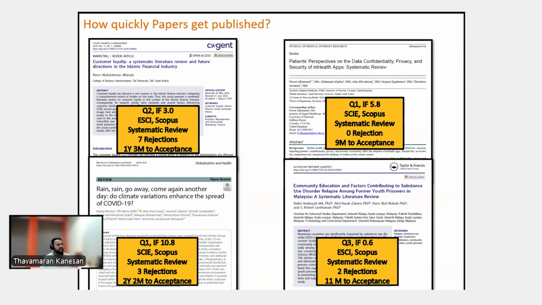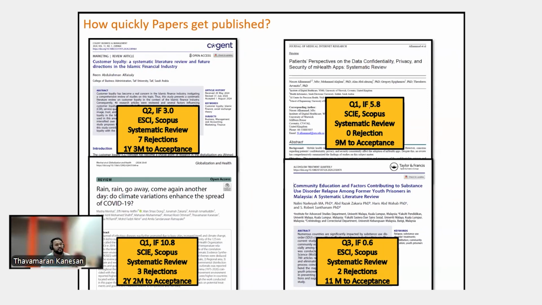This is one paper that we coached since 2023. It took us 1 year, 3 months to get to acceptance, with 7 rejections. Systematic review paper as well: customer loyalty, a systematic literature review, and future direction in the Islamic financial industry. Very good journal, Taylor and Francis Cogent, Q2, Impact Factor 3.0, ESCI and Scopus as well. So you can see it can take more than a year sometimes.